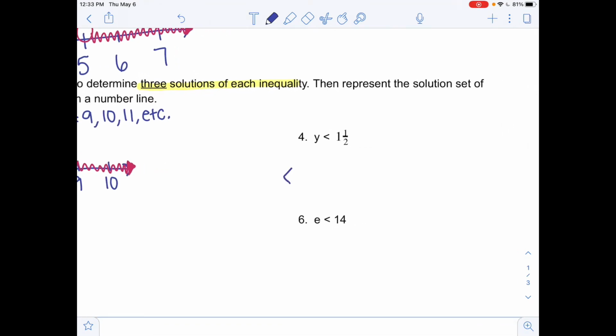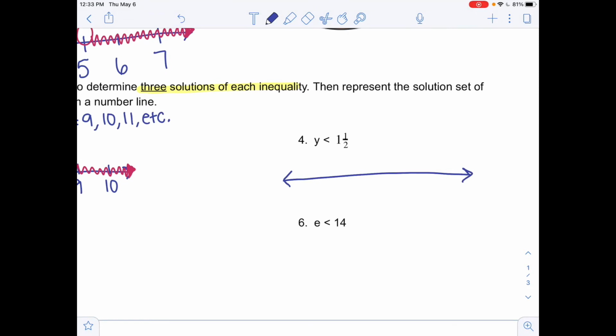I'm going to start out with my graph, my number line, showing y is less than 1.5. I'm going to pick an interval here of counting by 1/2. So then my next number would be 2, and then 2.5. I need to have an equal interval here. On the other side, I have 1, and then I just have 1/2.